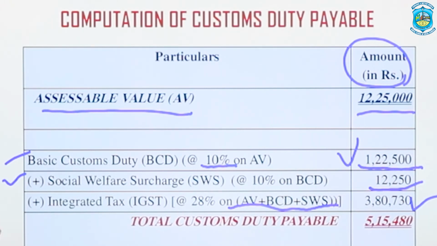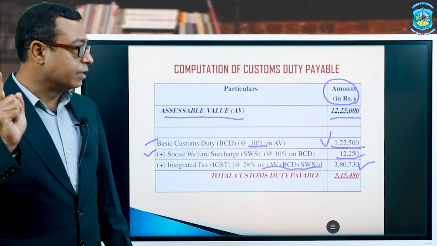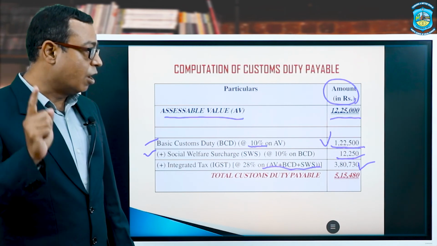So finally, we have total customs duty payable. It is the sum of 1,22,500, 12,250 and 3,80,730, which gives you the final answer of our question, 5,15,480 rupees. That is the customs duty you have to pay on the import of the raw material of rupees 12,25,000.